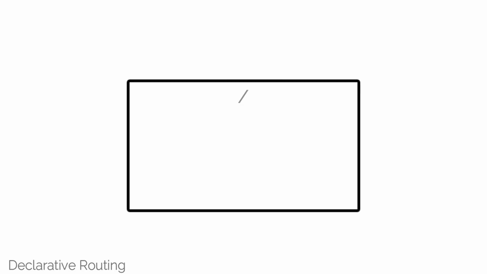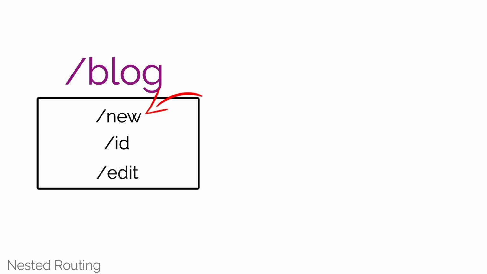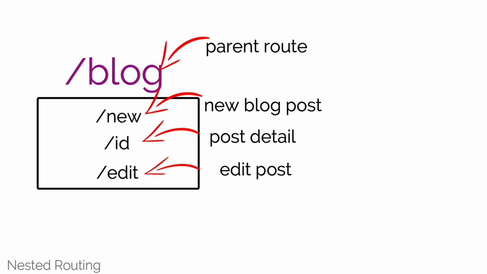Declarative routing. React Router offers a declarative approach to routing, meaning we can define our routes using a simple and intuitive syntax. This makes it easier to understand and maintain our application's routing logic. Nested routing. React Router supports nested routing, allowing us to create complex application structures with multiple levels of nested routes. This is particularly useful when building applications with different sections or subpages.